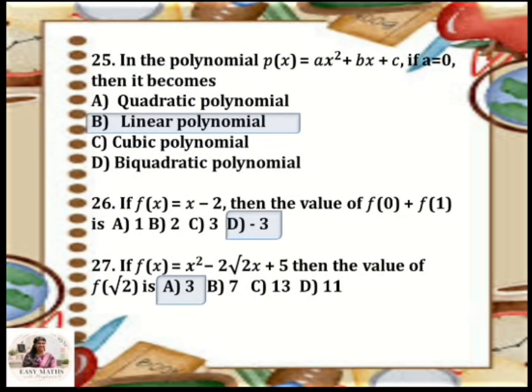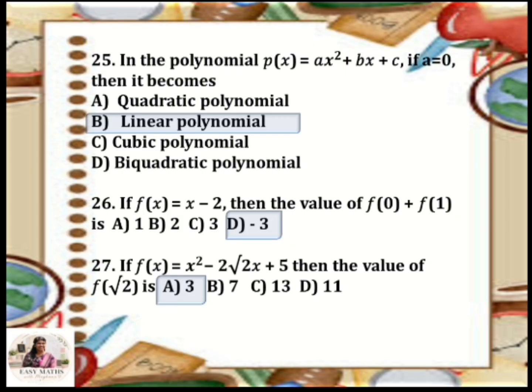Question number 25. In the following, p of x is equal to ax square plus bx plus c. If a is equal to 0, then it becomes option A, quadratic polynomial, option B, linear polynomial, option C, cubic polynomial, option D, biquadratic polynomial. Here you know what is linear polynomial, quadratic polynomial and cubic polynomial. Then a question may arise about biquadratic polynomial. So biquadratic polynomial means the degree 4 is called biquadratic polynomial.